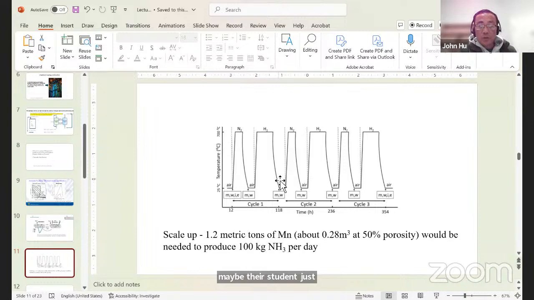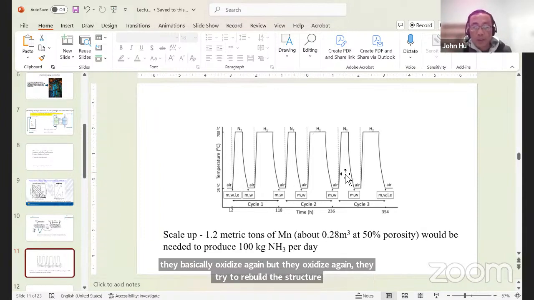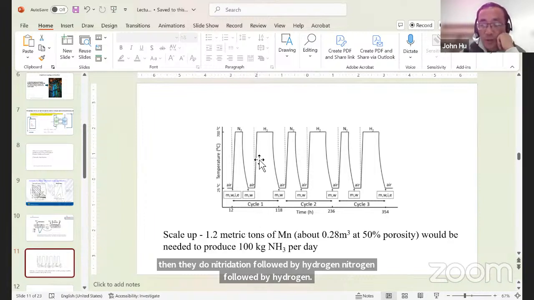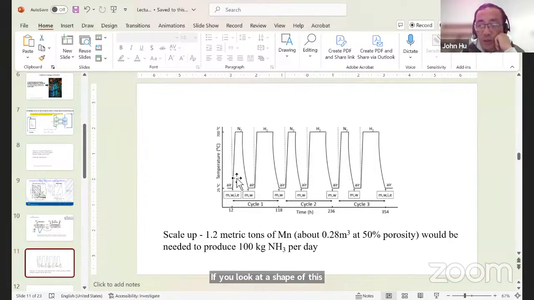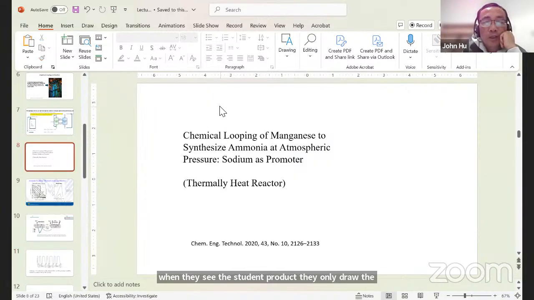The hydrogen forms ammonia, then they oxidize again to try to rebuild the structure, and then they do nitridation, followed by hydrogen, nitridation, followed by hydrogen. If you look at the shape of this curve, this is conceptual, not experimental data. Can you guys tell the differences? I'm pretty sure when the student plotted this, they only drew the first one. I'm going to do annotation.